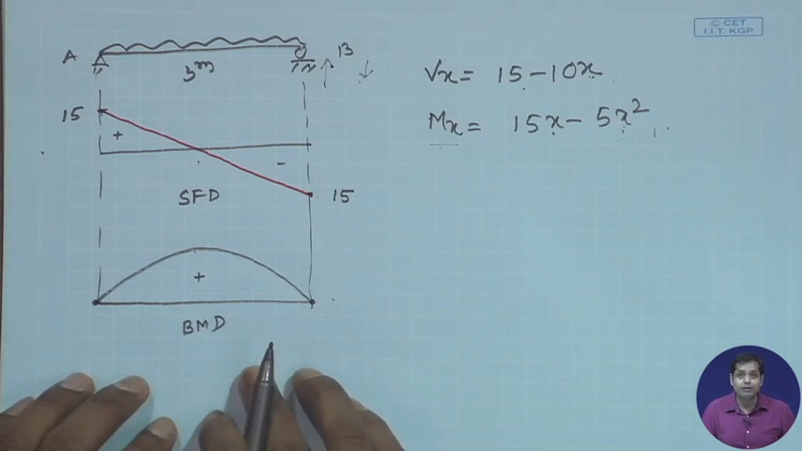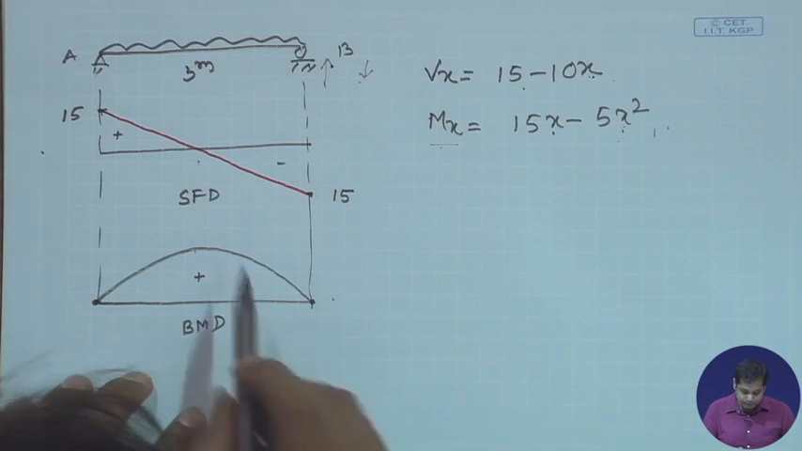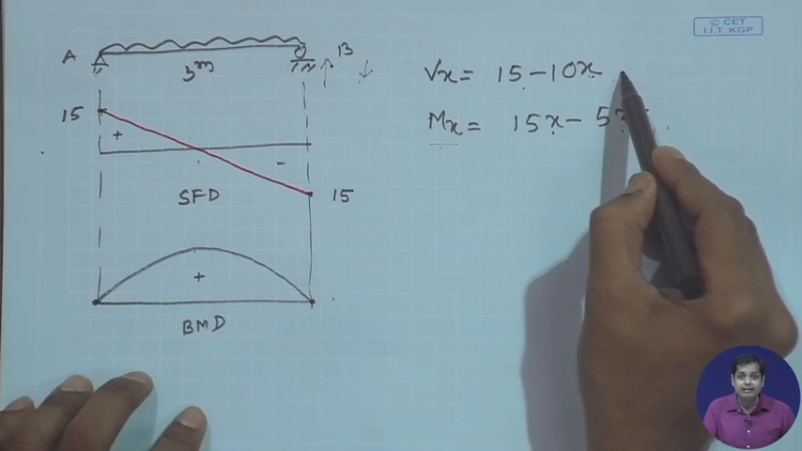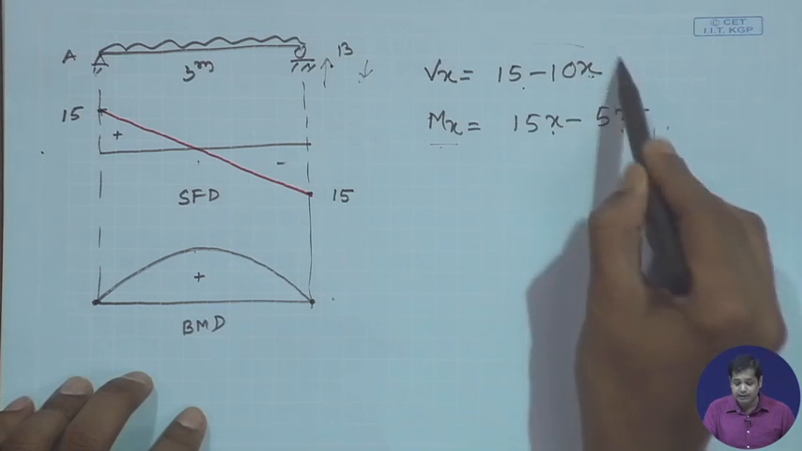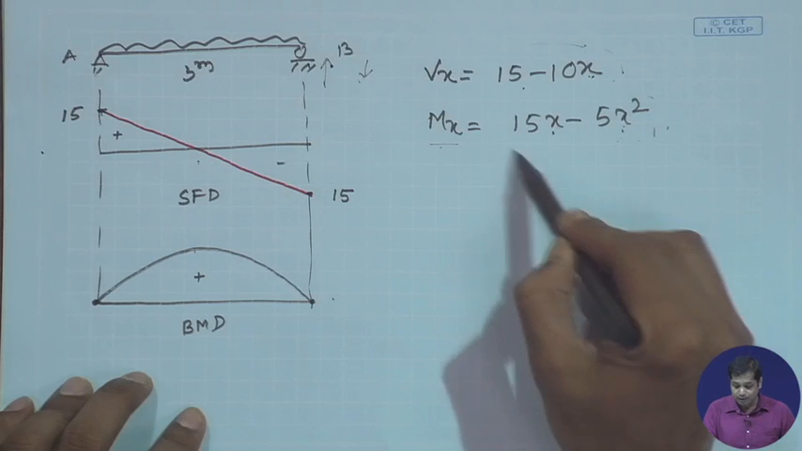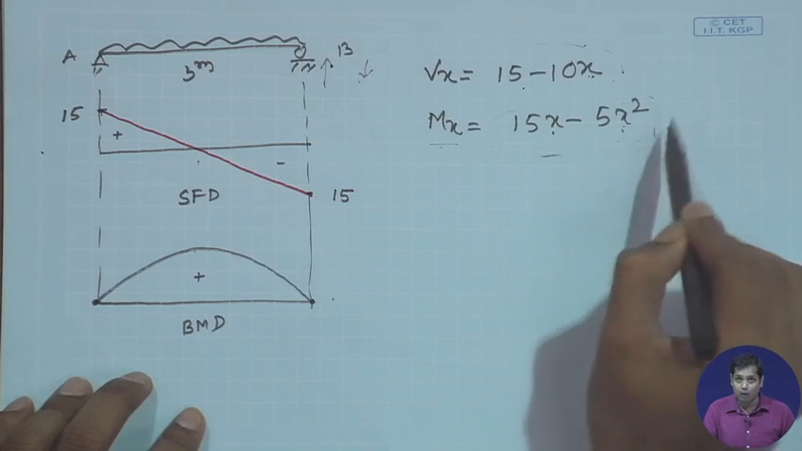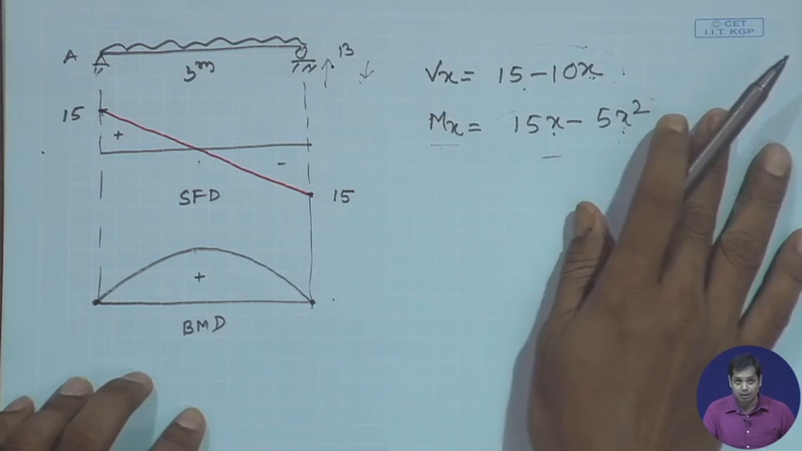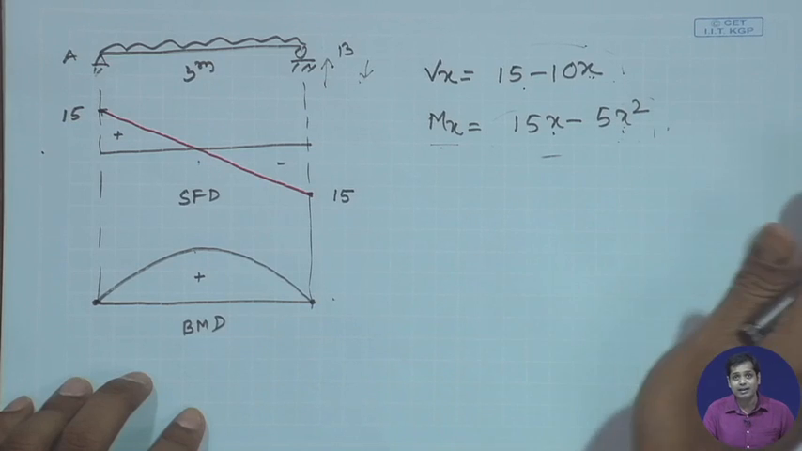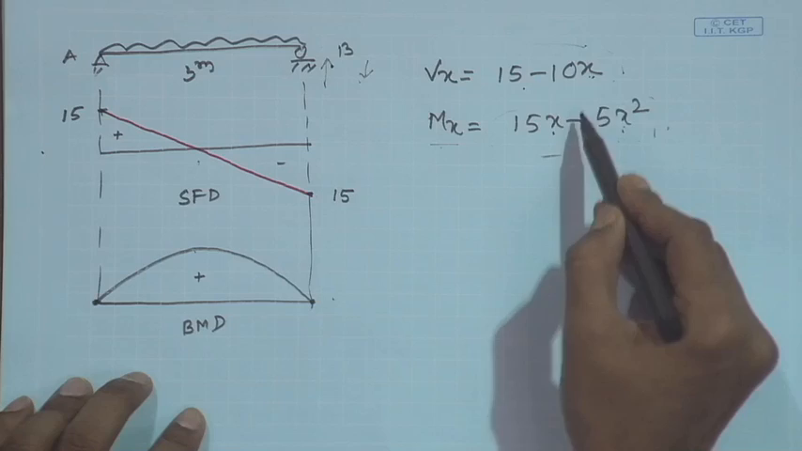Now, one observation here, please note that in this case the shear force is linear and the bending moment is quadratic. We are not going to make any conclusion based on this observation. Let us see other problems and how the order varies in those cases as well.